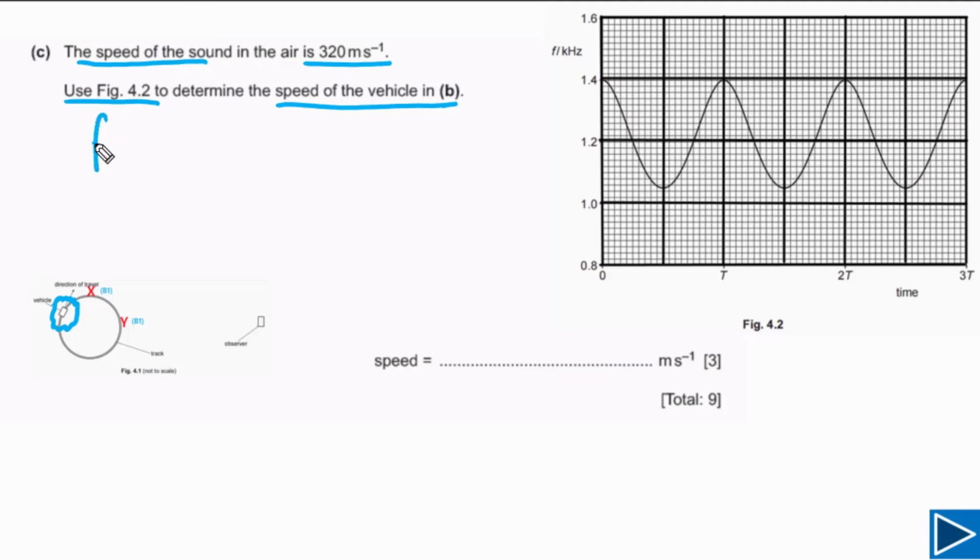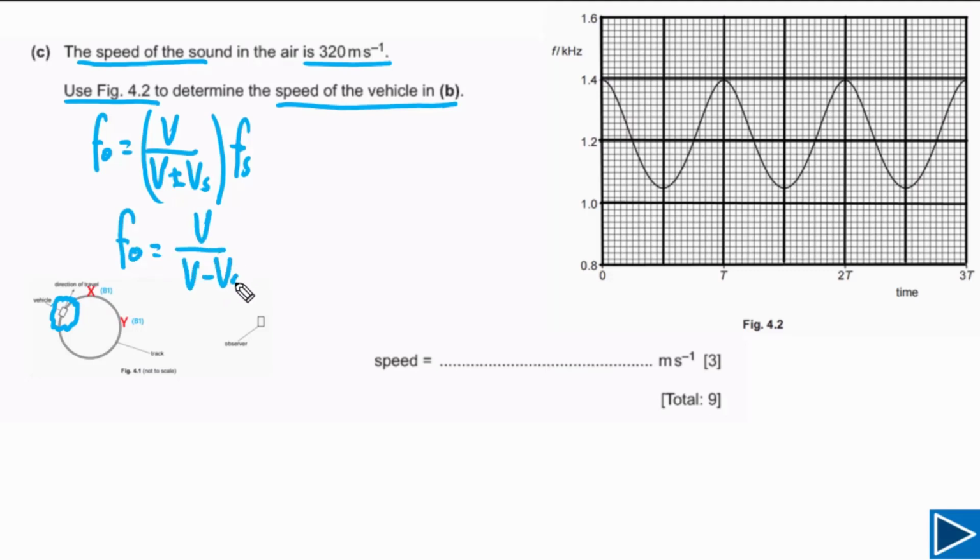In the formula list, it will be given like this: f0 = f_s × v over (v ± v_s). Here v_s is the speed of the source, and f_s is the frequency of the sound produced by the source. In this question, we need to calculate v_s. So we have two options: we can take the minimum frequency or the maximum frequency, meaning when the source is approaching or when the source is moving away. I will take when the source is approaching, so I will be using f0 = v over (v - v_s) times f_s. So this is the frequency of the sound produced by the source.